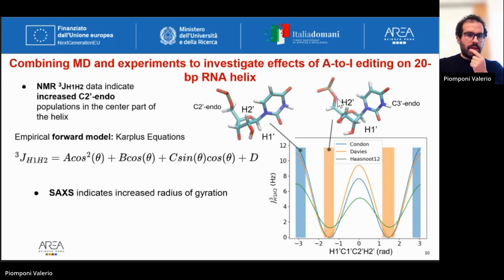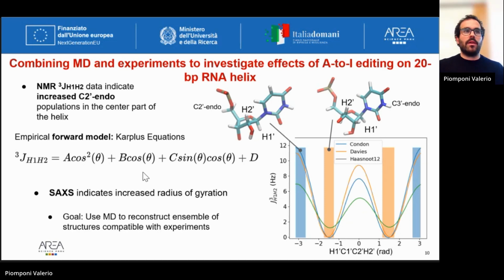Another interesting measurement they perform is small angle scattering experiments. The data indicated an increased radius of gyration of the double-strand RNA with respect to the standard one with no modifications. So this data was interesting, so we decided to use molecular dynamics simulation to try to reconstruct an ensemble of structures which is compatible with these experiments and look in deeper detail at how these structures look.